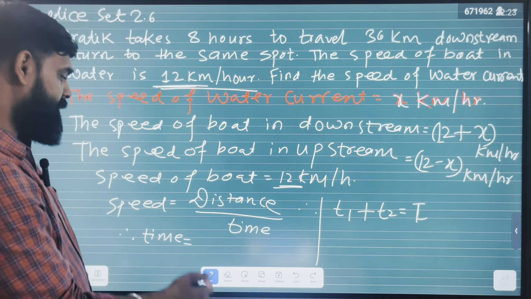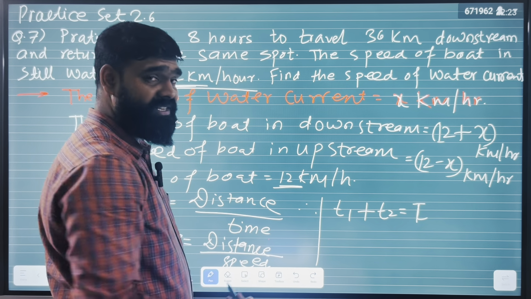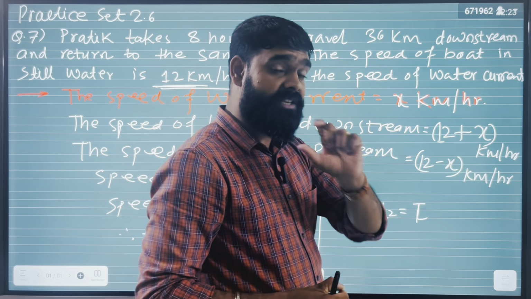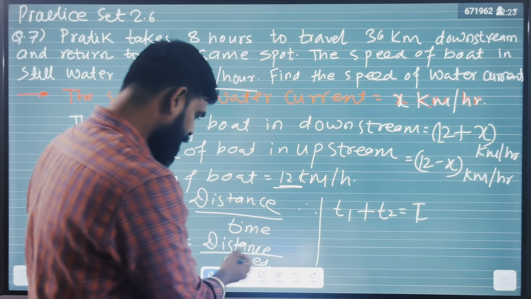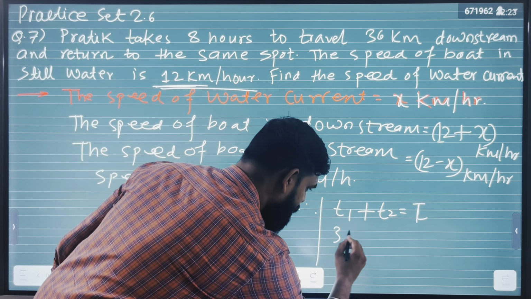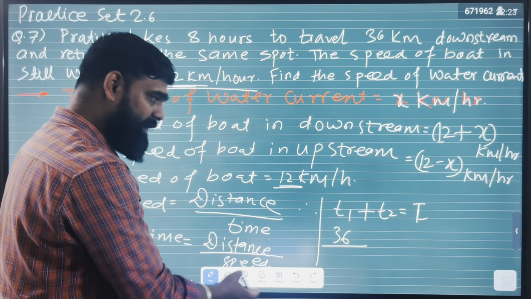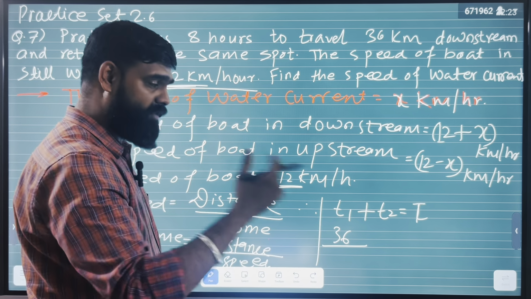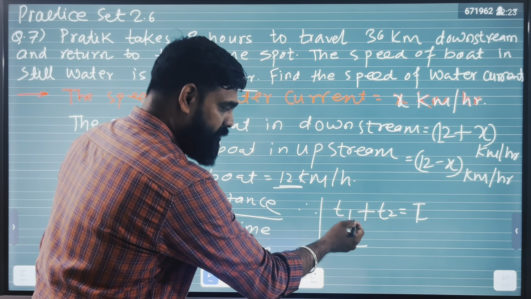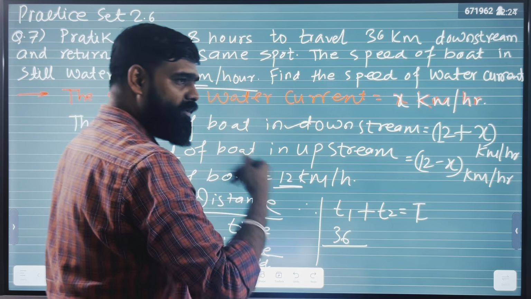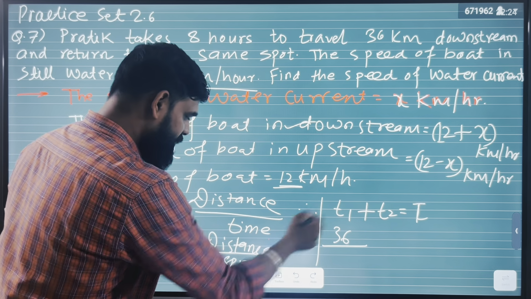Distance by speed. So the distance is 36 kilometers from point A to B. In this case the distance is 36, right? We are finding T1, which is distance by speed. T1 means we are taking the downstream condition. So 36 by speed.